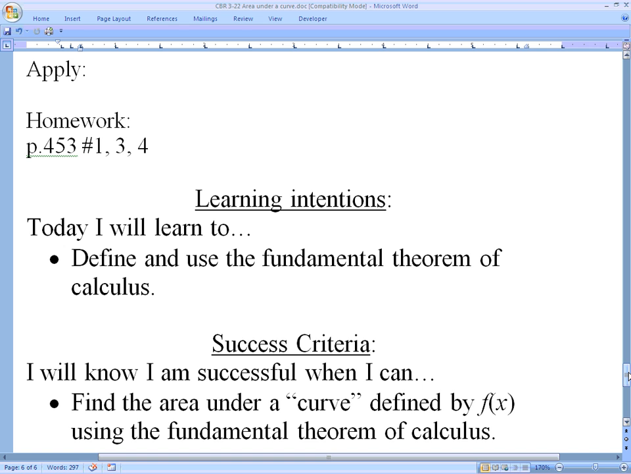All right, there are some problems we can look at on page 453, number 1, 3, and 4. And again, we have used the fundamental theorem of calculus to find area under graphs.